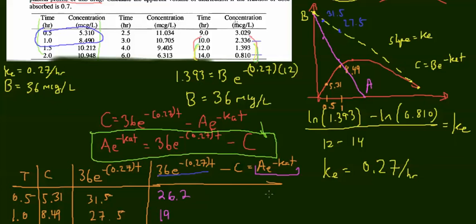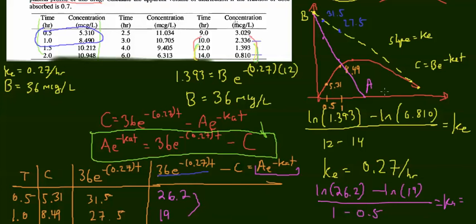So now you want to take these points that we just got, 26.2 and 19, and plug them into the slope equation. So divided by 1 minus 0.5. And that gives us Ka. So Ka turns out to be, let's see, about 0.64. So I have like no space, 0.64 per hour.